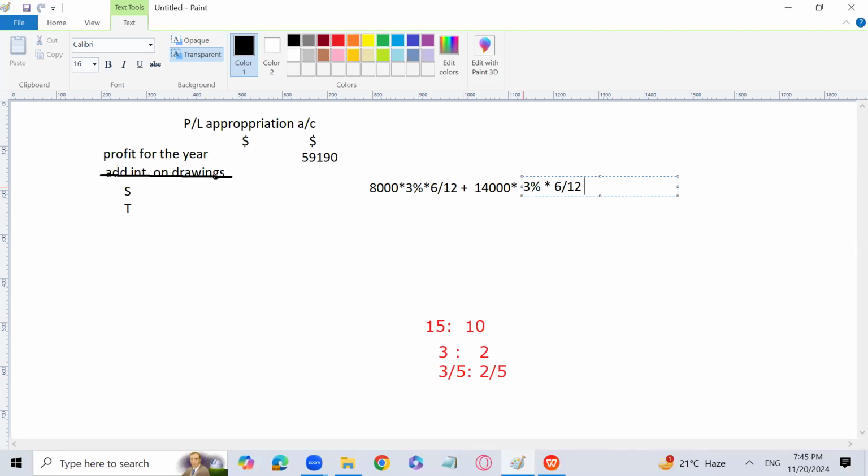Why, sir? Because the interest on drawing for the first 6 months, the drawings were 8,000, and for 6 months, 3% into 6/12 is the interest on drawing. Plus, for the next 6 months, the drawings were 8,000 plus 6,000, which has been withdrawn more by S, that is 14,000, and we will calculate interest on drawing for the last 6 months, 14,000 into 3% into 6/12. Now you have to add up these two interests to get the amount of interest on drawings for S. So please tell me, what is the amount we will get? You need to tell me for that.